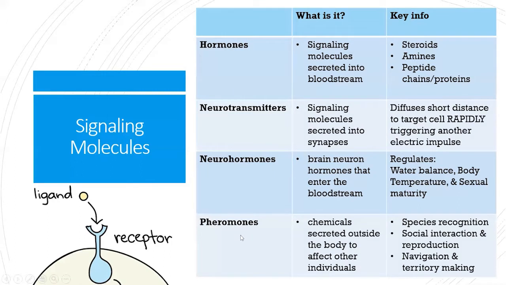Lastly, we'll talk about pheromones, which are chemicals that are secreted outside of the body to affect other individuals, which usually affect specifically their behavior. So this is used for species recognition, social interaction and reproduction, navigation, and territory marking.